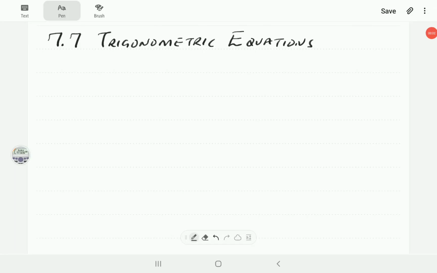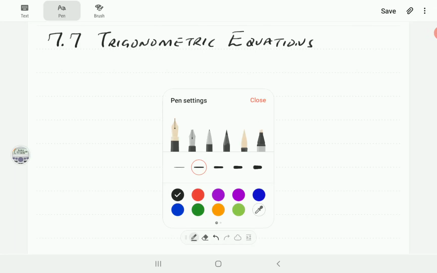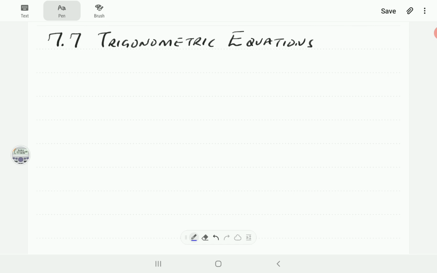Okay, in this video we're going to look at trigonometric equations. So a trigonometric equation is an equation that involves trigonometric functions. To introduce some of the terminologies and ideas, let's look at this straightforward trigonometric equation.